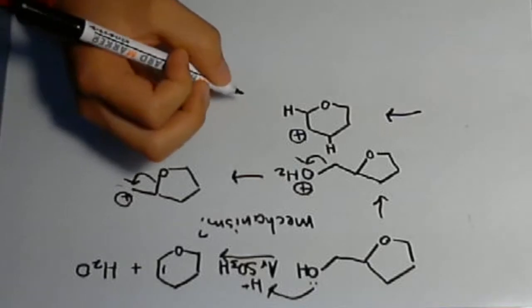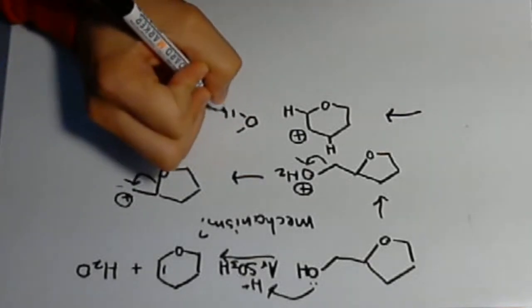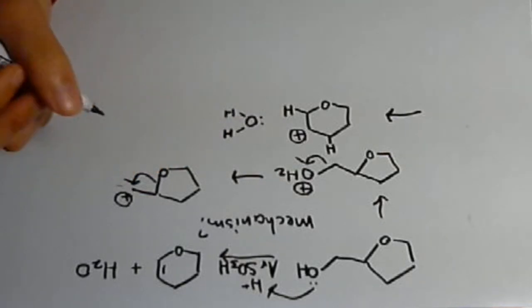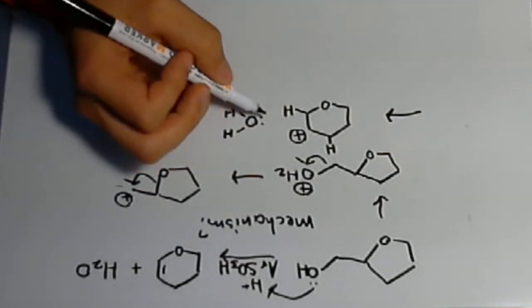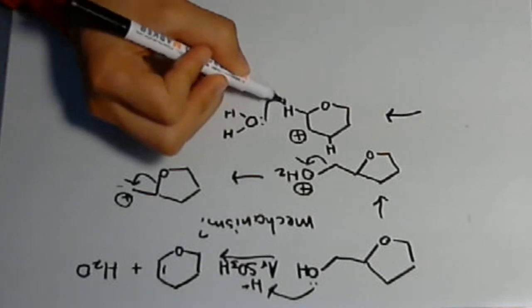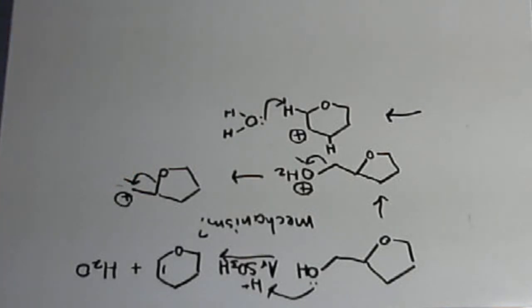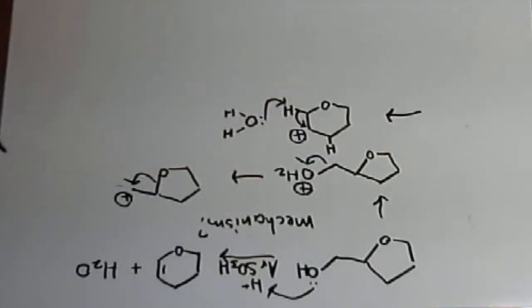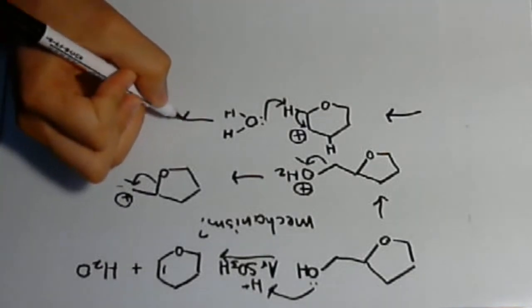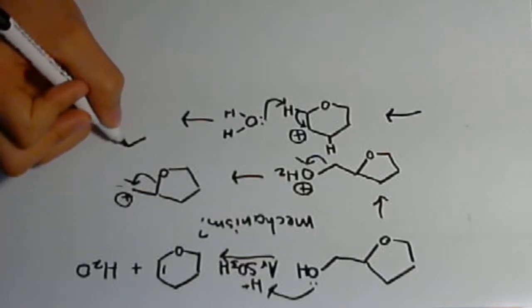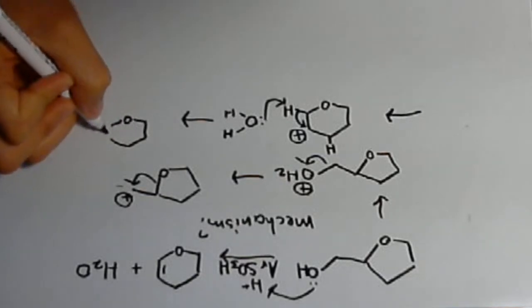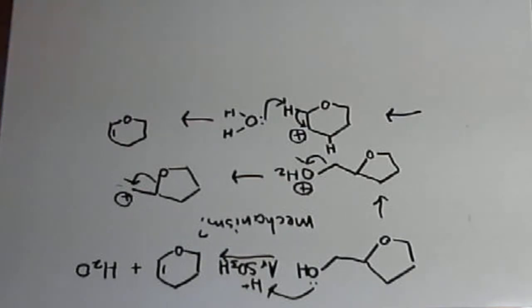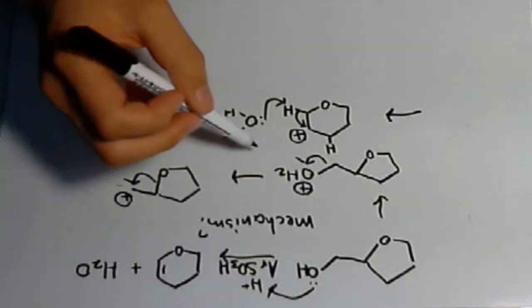And probably the most basic thing we have here is water. Water has a lone pair. It's going to pull that proton off, and these electrons are going to go and form the bond. And that's going to give us our product. And this water came from this step.